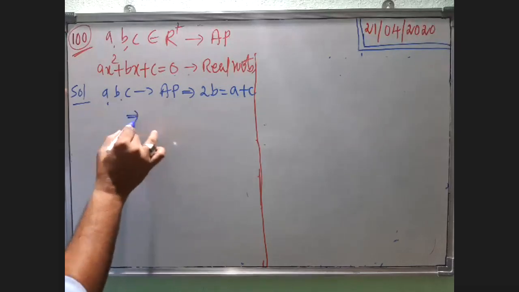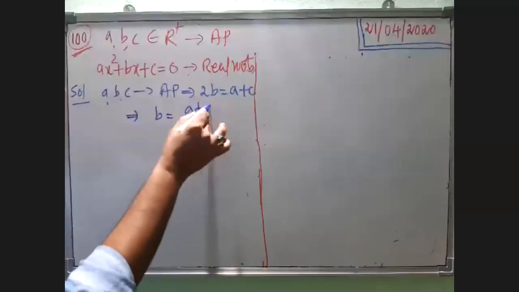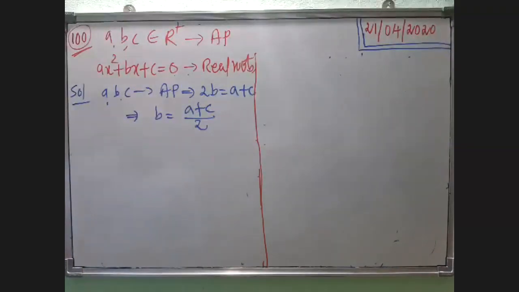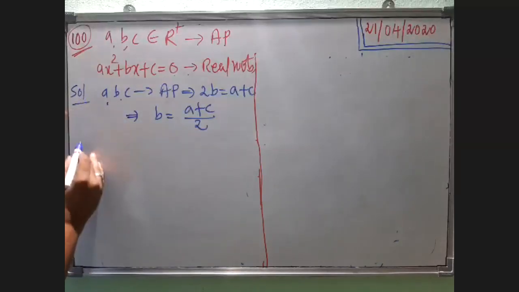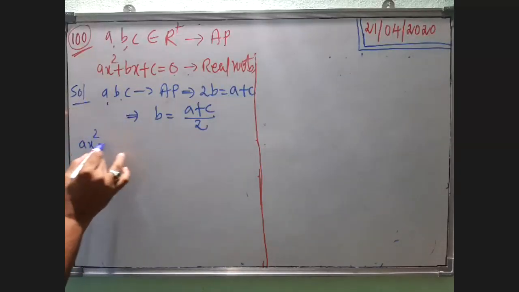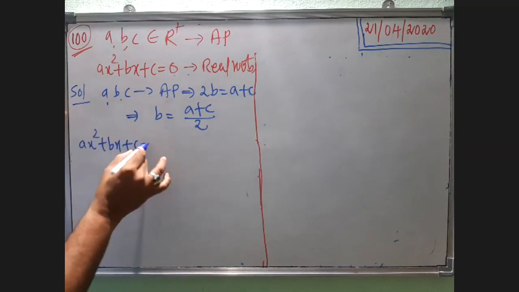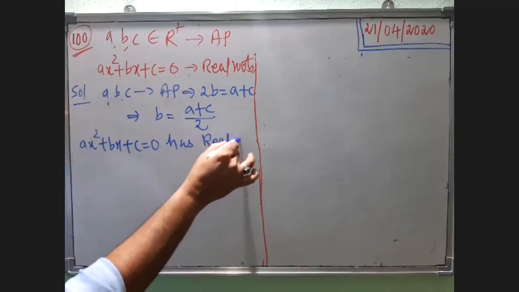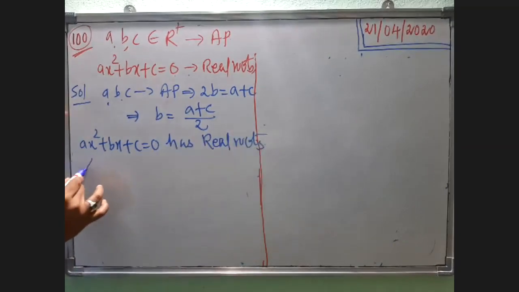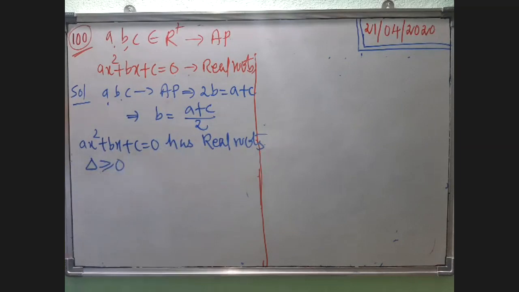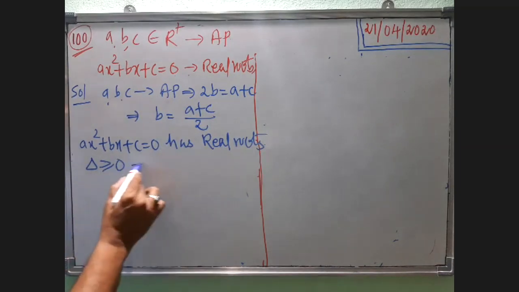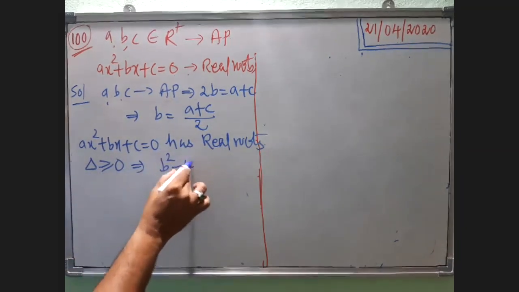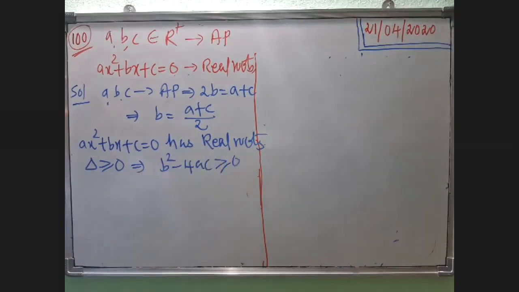What is the meaning of this? B equal to (A plus C) by 2. Okay. Now, ax square plus bx plus c equal to 0 has real roots. What is the meaning of this? Delta greater than or equal to 0. This everyone knows. This implies b square minus 4ac value is greater than or equal to 0.